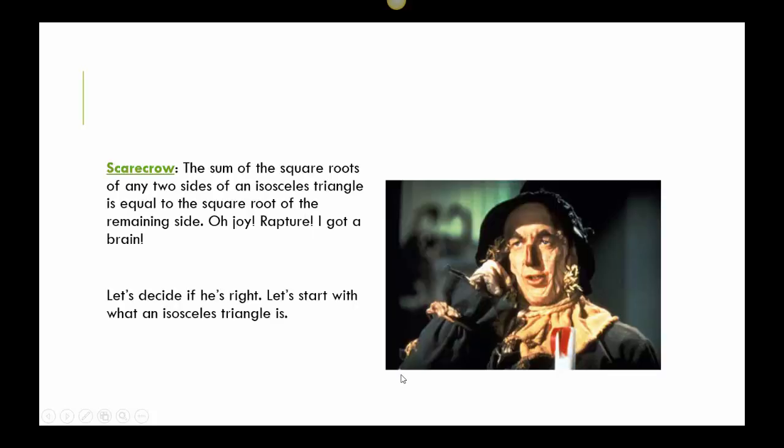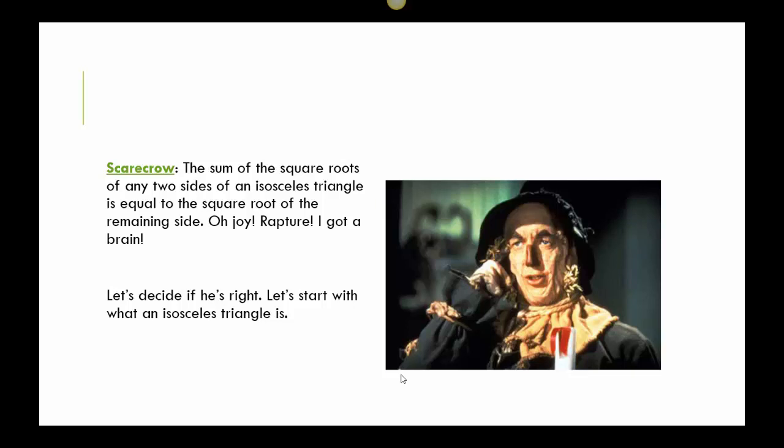Alright, so number one, as a math person, I love that when somebody gets a brain, the first thing they know is math. I mean, I think that's pretty awesome. But I also want to know, was he right? So let's look at what the scarecrow said. He said, the sum of the square roots of any two sides of an isosceles triangle is equal to the square root of the remaining side. Then, oh joy, rapture, I got a brain, whatever. But let's decide if he was right.